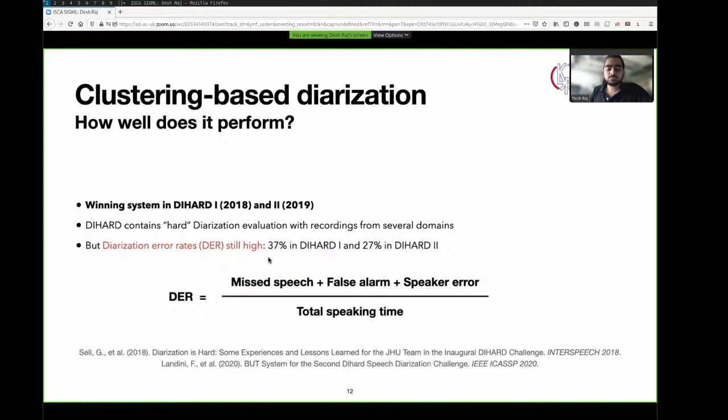So by wrongly attributed, it could either be the case that you attribute a speech segment as non-speech, or you attribute a non-speech segment as speech, or you assign a speaker segment to a different speaker. So all of those cases are said to be wrongly attributed. And you take the ratio with the whole total speaking time. That's called DER. So this is quite high. This is not something which is usable for downstream tasks which we may want.